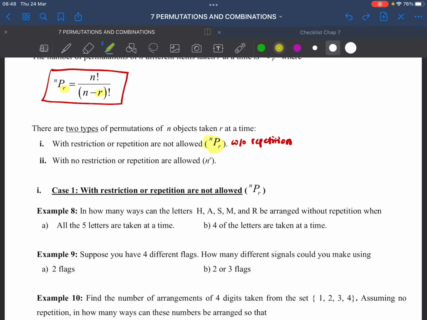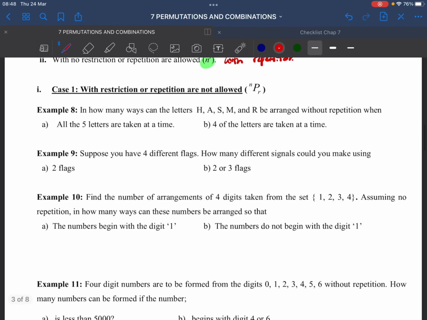And R is with repetition. Okay, with repetition. So let's see the first case first, with restriction or repetition are not allowed. Okay, without repetition, which is nPr there. So we see example 8.